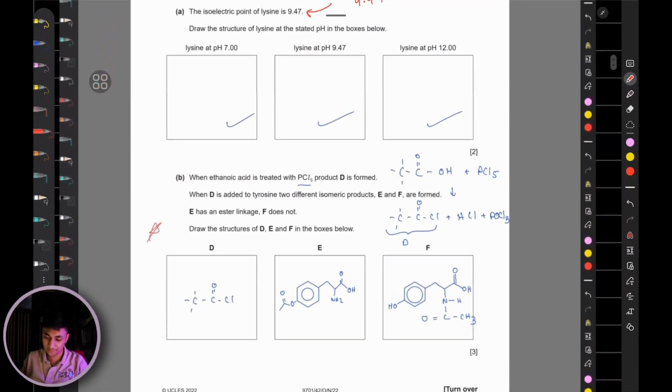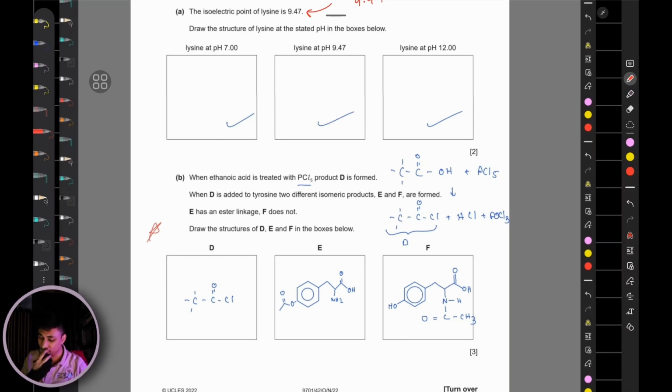Now for part B, when ethanoic acid is treated with PCl5, product D is formed. When D is added to tyrosine, 2 different isomeric products E and F are formed. E has an ester linkage, F does not. Draw the structures of D, E and F in the boxes.